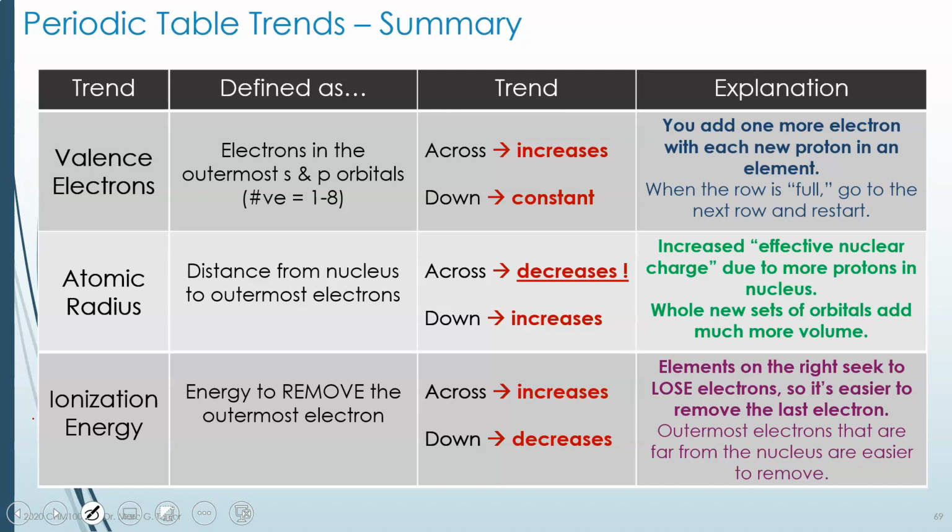As you go down the periodic table, you're getting bigger and bigger atoms, so the outermost electron is further away and it's easier to remove. Plus, you have the shielding of all the other electrons that are between it and the nucleus.